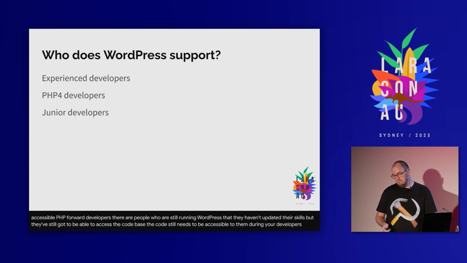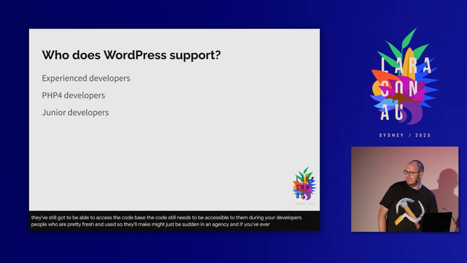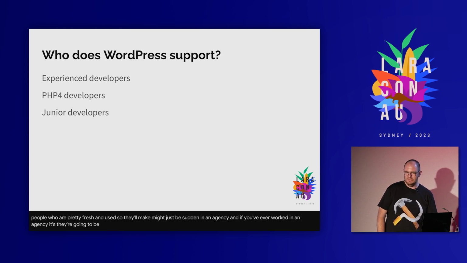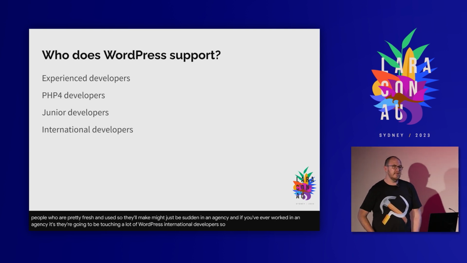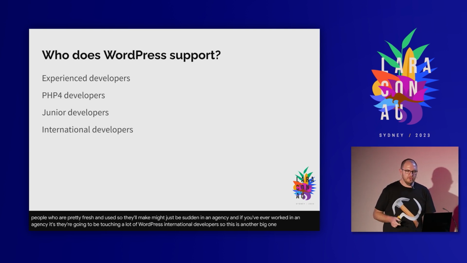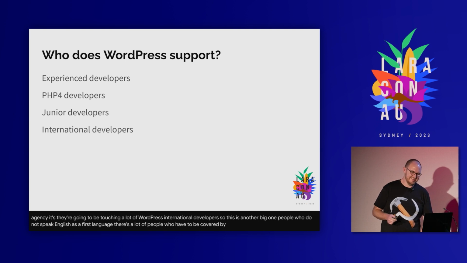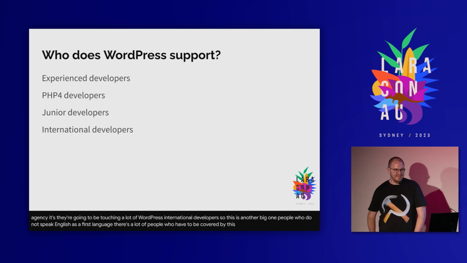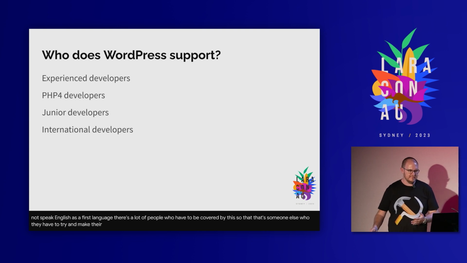Junior developers, people who are pretty fresh and new, so might just be starting in an agency, and if you've ever worked in an agency, they're going to be touching a lot of WordPress. International developers, so this is another big one. People who do not speak English as a first language. There's a lot of people who have to be covered by this. So that's someone else who they have to try and make their code base accessible for.